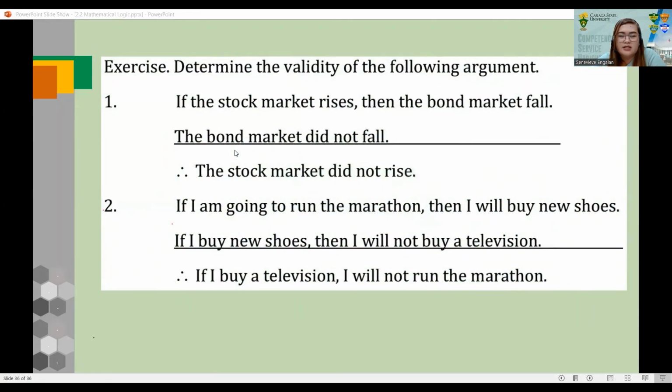For your exercise, determine the validity of the following argument. You may answer this, then send it to me or PM it to me. This is not graded, just an exercise. You can have me check your answer if you are not confident or want affirmation that it is correct. It is just practice. To understand, it is better to solve it yourself than just watch me. Experience is better than listening. You learn more when you do it yourself.